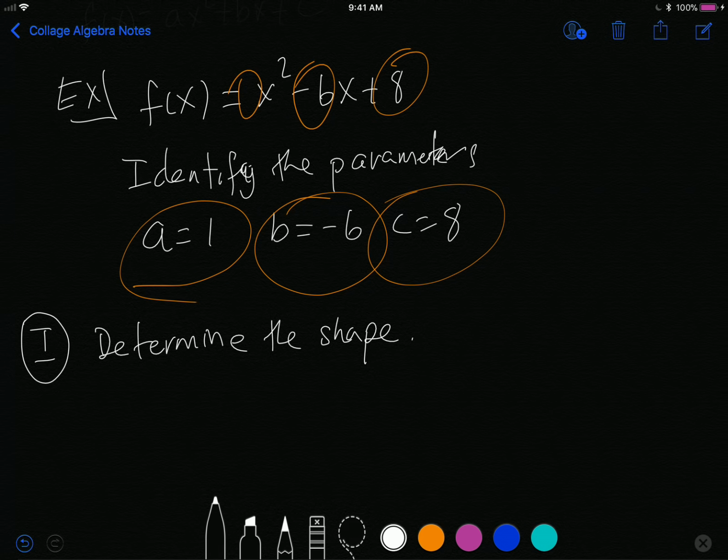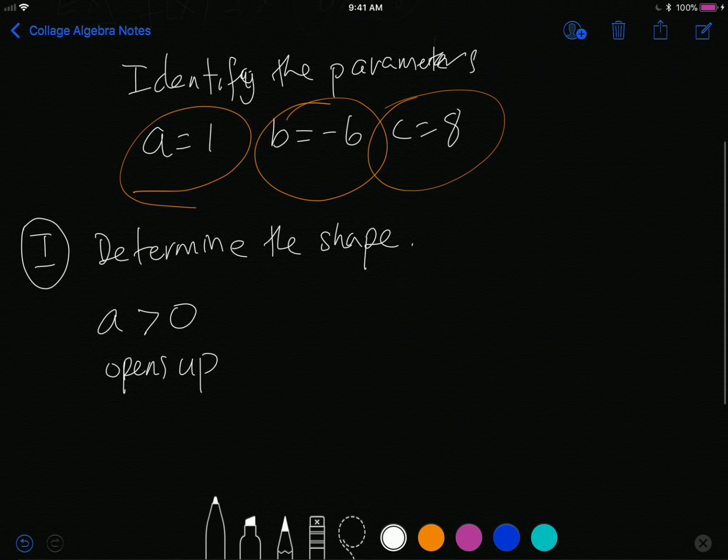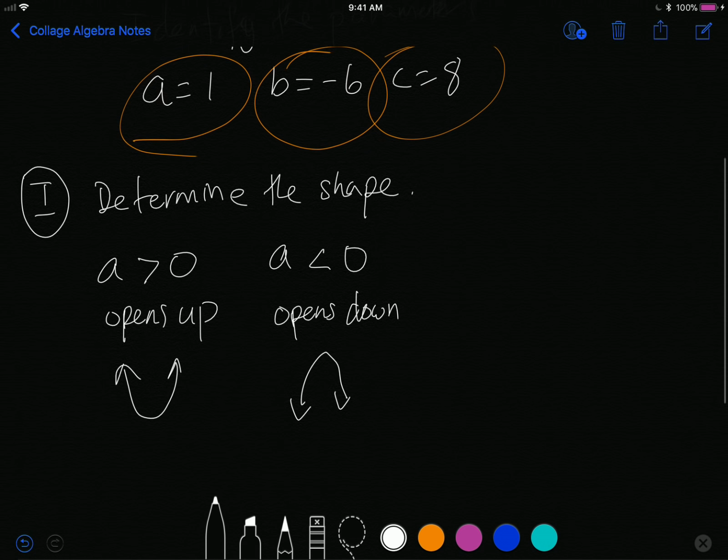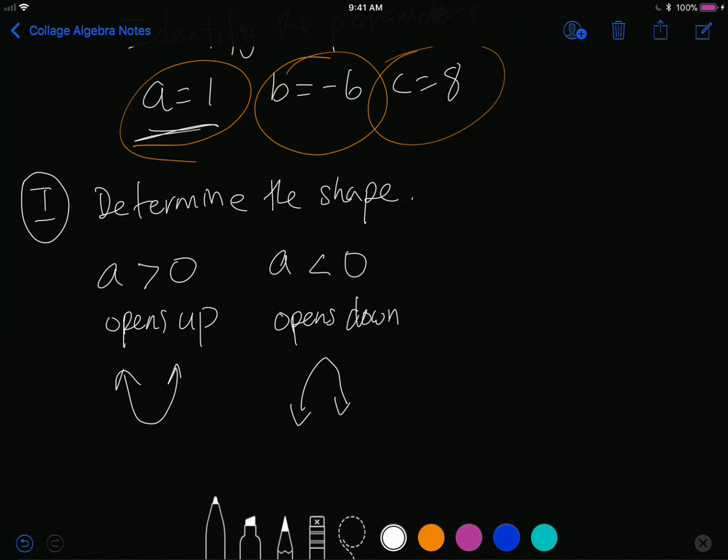Now the rule is simple. If a is greater than 0, the graph will open up, and so the parabola will look like this. If a is less than 0, then the graph opens down, and the graph will look like this. In our example, a is equal to 1. So for our example, our parabola is going to open up.